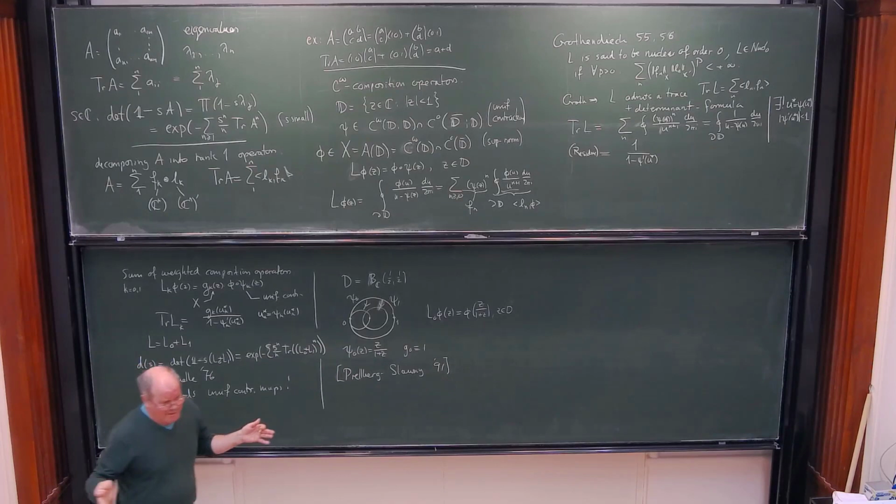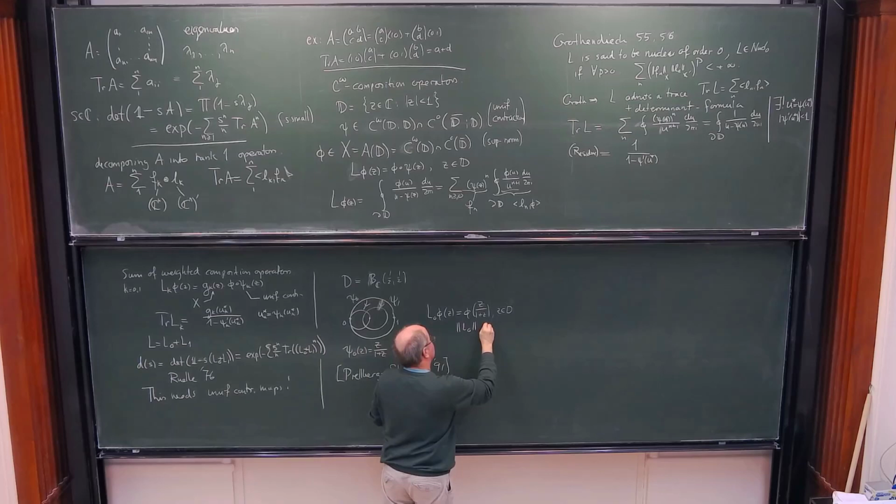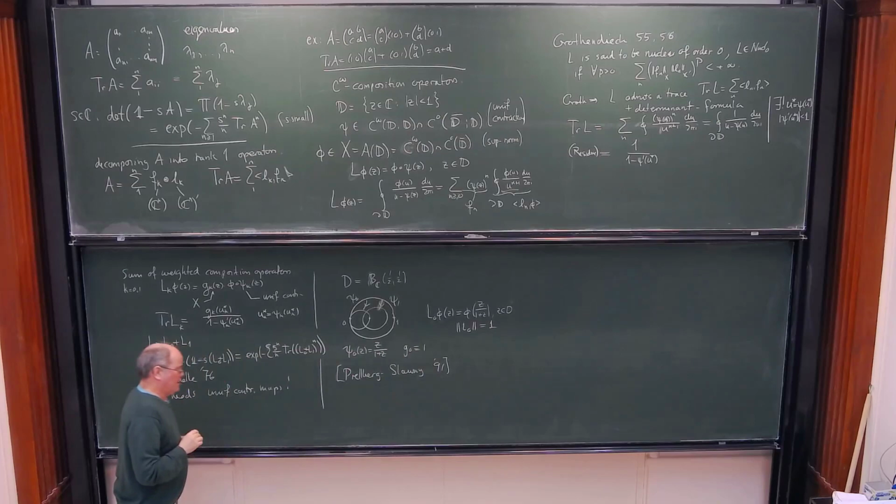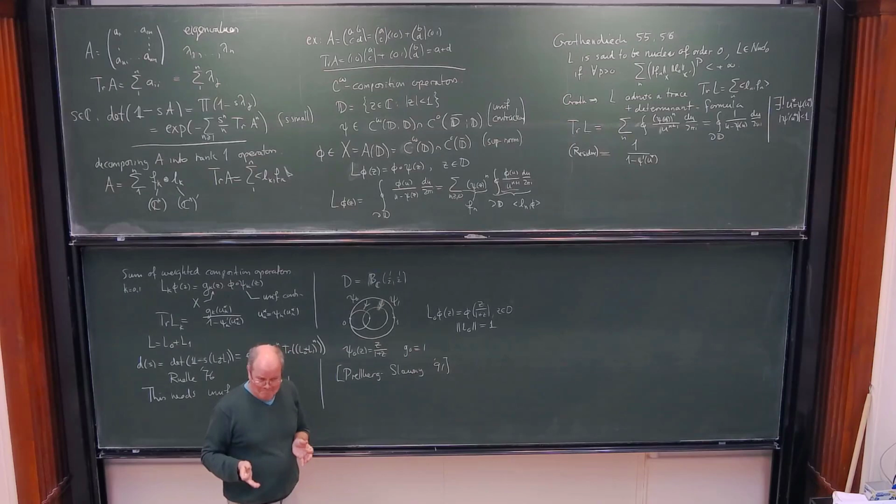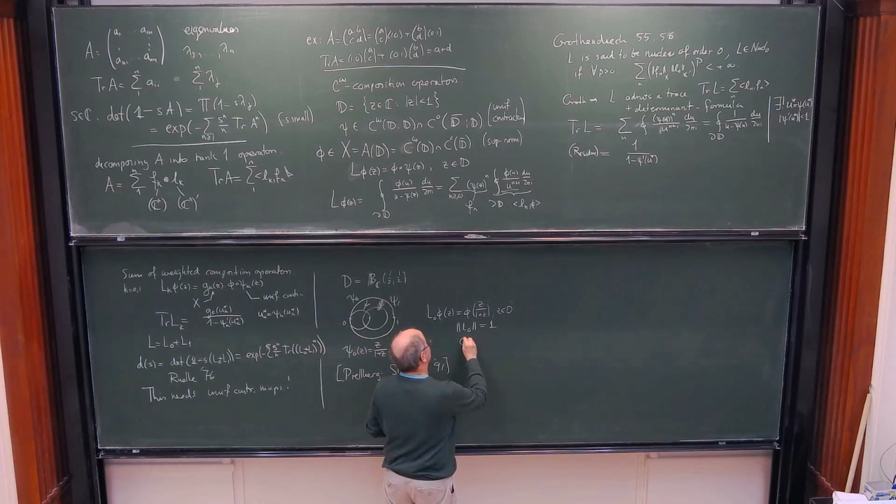So the norm of L0 is, in this case, actually equal to 1 in our space. In other words, what can you say about the spectrum of L0? Not much more, actually. The spectrum must be inside the unit disk. So the spectrum of L0 must somehow sit inside the unit disk.